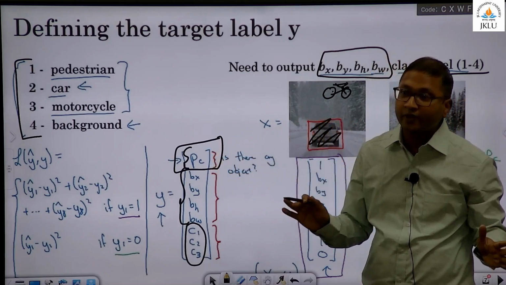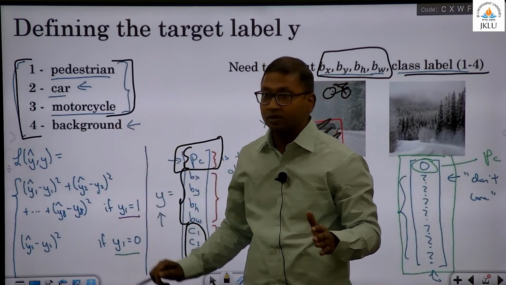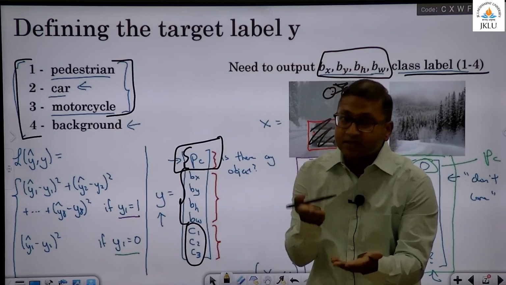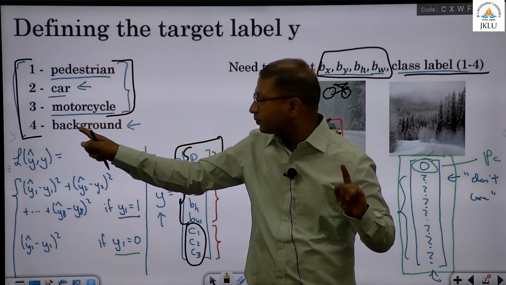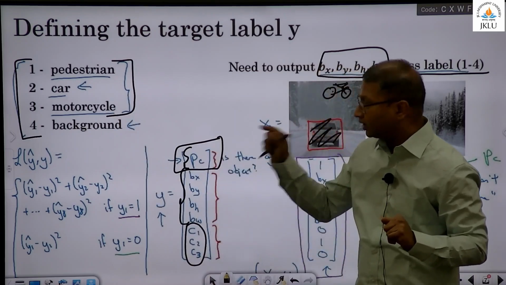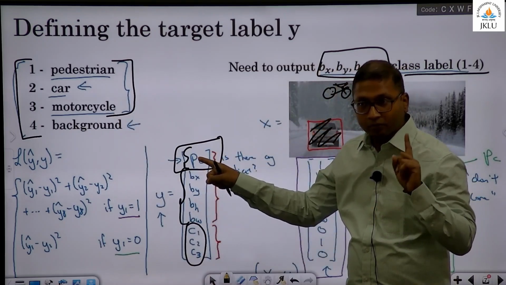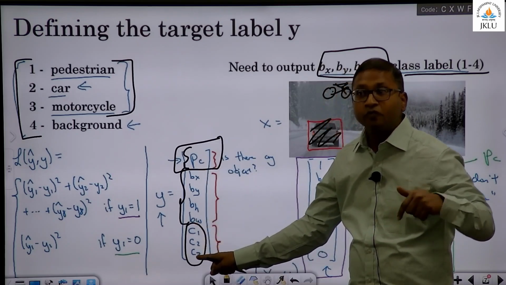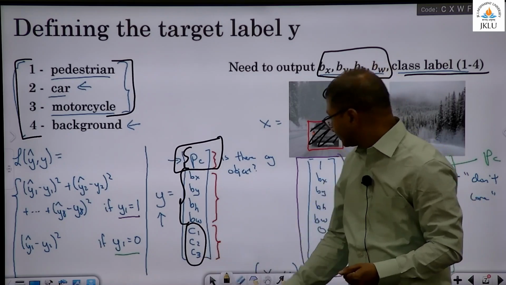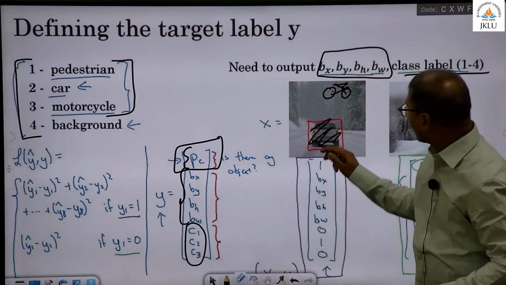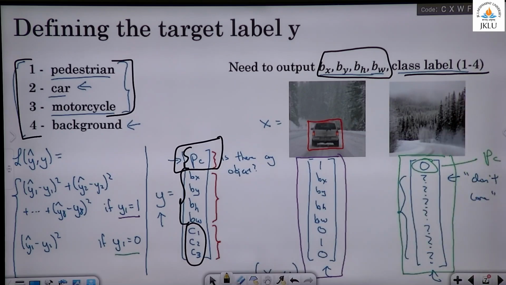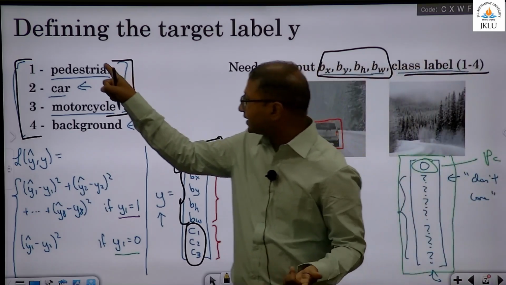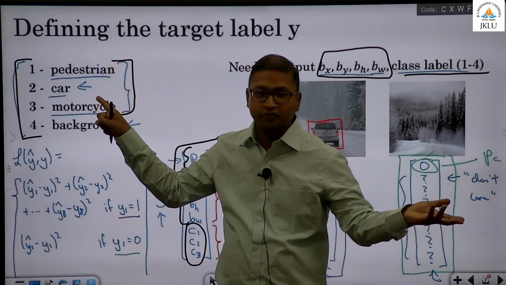And what is the definition of my object? It has to be one of the classes. It can't be anything that I look at and decide this is an object. No, it has to be one of my classes, except background. Now this is the bounding box. This is the class of the object. So you have to explain to me now. The cycle will not be detected as a class because it is not there in my list of classes.